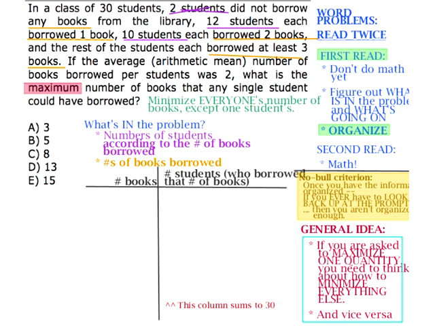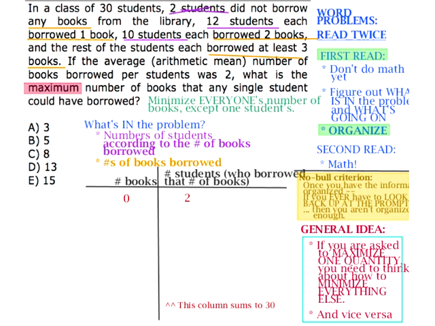Obviously, you're not going to write that complete sentence on your paper. You're not going to write "this column sum is 30," too many words. But you want to write something, like sum equals 30, that you're going to understand. Two students did not borrow any books, so for 0 books, that's 2 people.